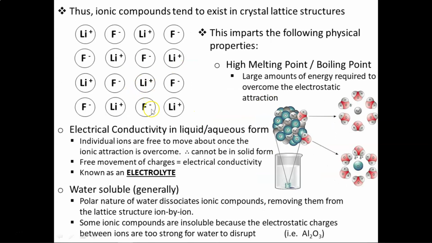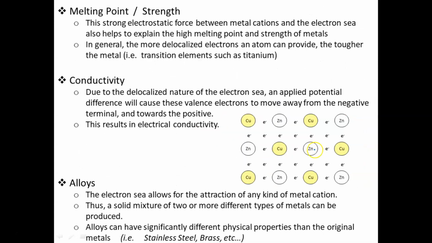With ionic compounds, the ions had to be free moving, so they had to be dissociated into their aqueous or liquid form in order for those ions to freely move about the solution. But due to the delocalized nature of the electron sea, an applied potential difference will cause these valence electrons to move away from the negative terminal and towards the positive one. So the electrons are free to move around. This results in electrical conductivity.